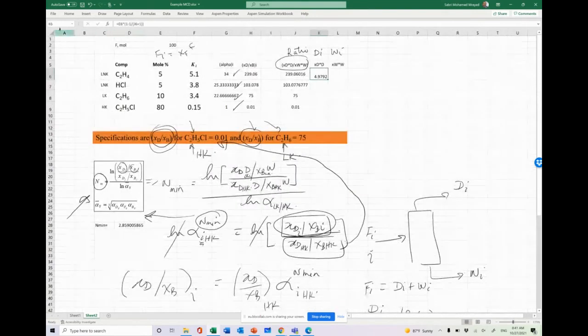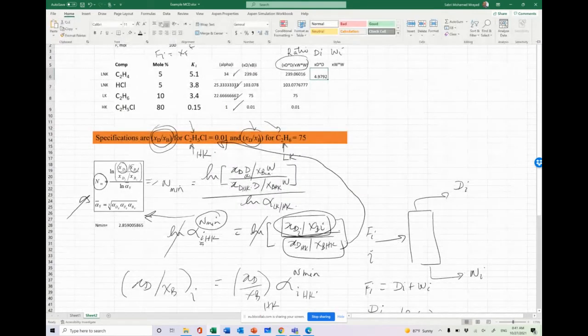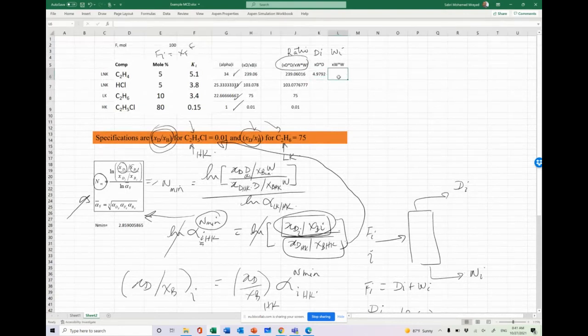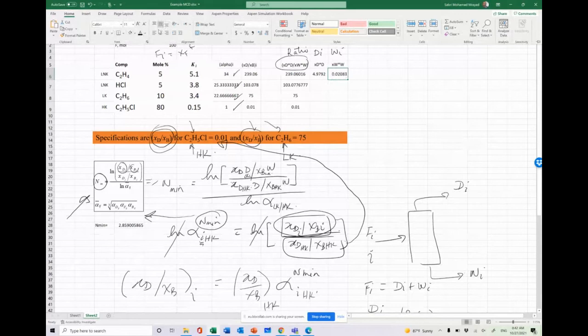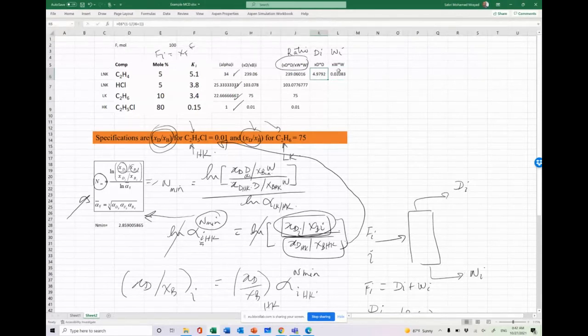So now this is your flow rate of component C2H4 in the distillate. That means the feed, whatever goes to the feed, minus whatever goes to the distillate, is what is going to be in the bottom product. Now you have to be careful when you look at these numbers. These numbers cannot go beyond the feed composition. And then all you have to do is repeat it for the other components, and that's it.